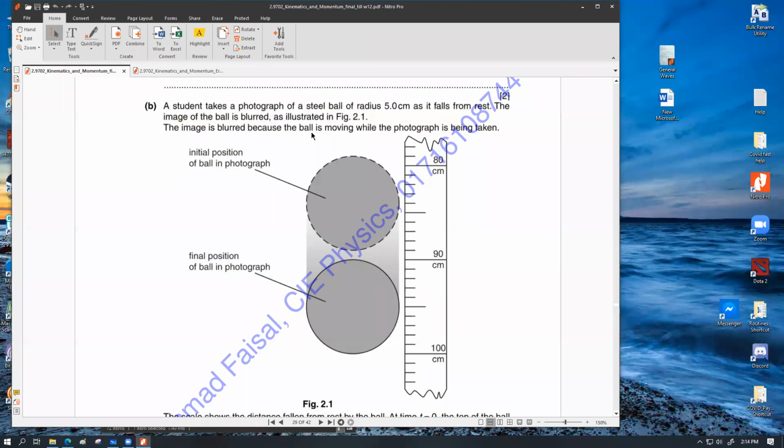Clicking the camera button and processing. Not essentially, but it's a part of the process, but not essentially that. I'm looking for a bit more specific. The ball was still in motion while the photograph was being taken. Yeah, that's exactly what it says. You just read the question. I want you to tell me what this means.